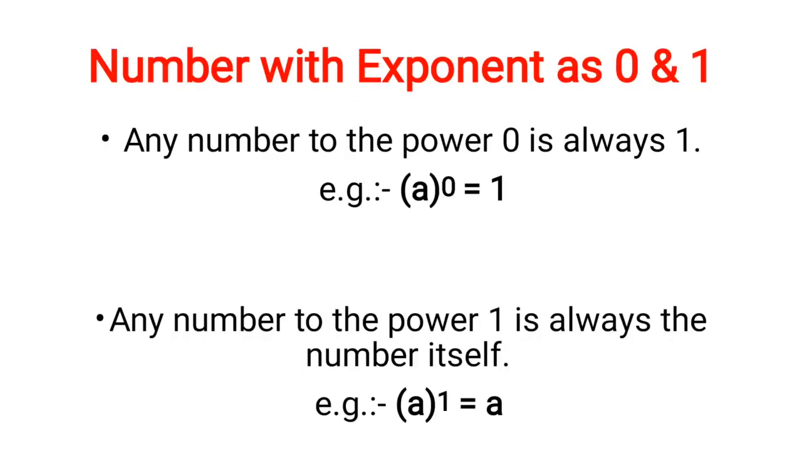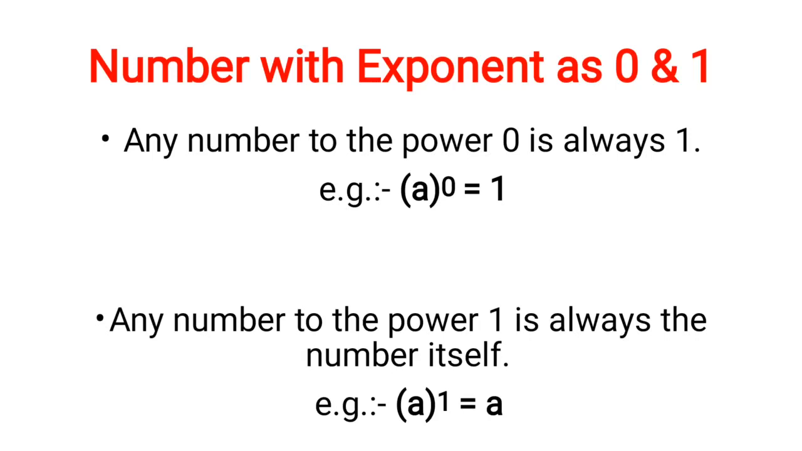Next, we shall learn about a number with exponent 0 and 1. If the number is with the exponent 0, then the result so obtained will always be 1. For example, a raised to 0 will be equal to 1 where a is a non-zero integer, while if the number is with the exponent 1, then the result so obtained will always be the number itself. For example, a raised to 1 will always be equal to a, where a is a non-zero integer.